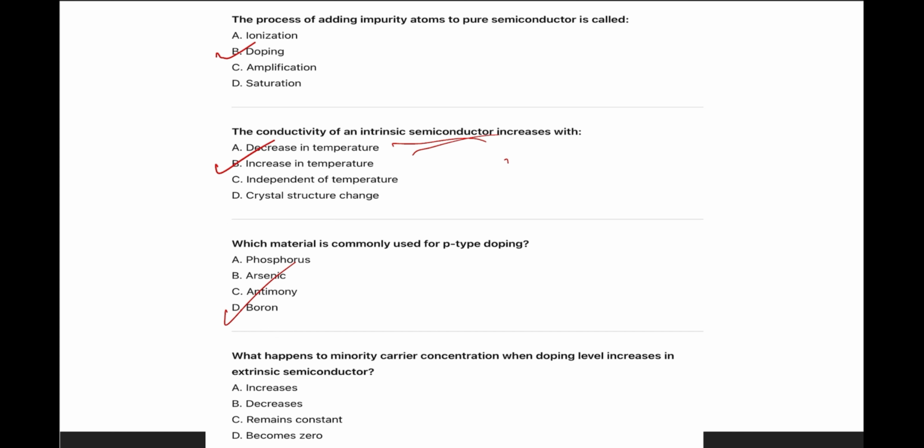What happens to minority carrier concentration when the doping level increases in an extrinsic semiconductor? Option A, increases. Option B, decreases. Option C, remains constant. Option D, becomes 0. Due to the heavy doping increases, the majority charge carriers will increase and it will suppress the minority carriers according to the mass action law. So the answer is option B, that is it decreases.